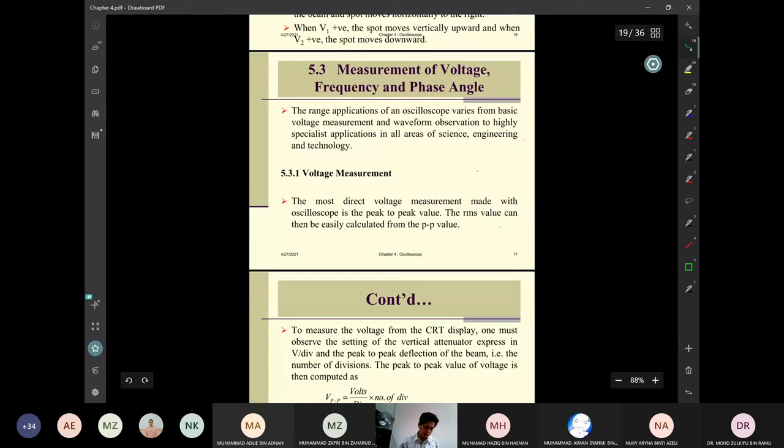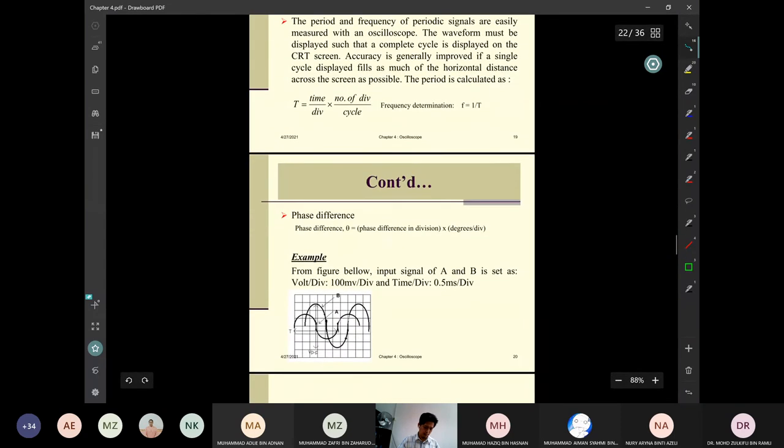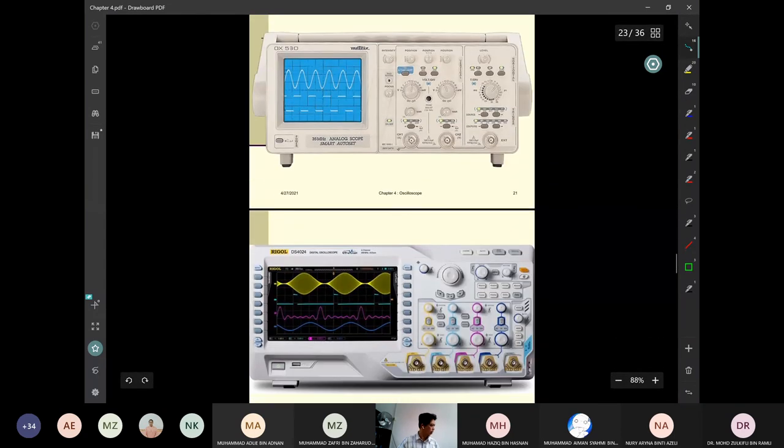Okay, habis konsep. Jadi chapter oscilloscope ni kita lebih kepada nak buat measurement menggunakan oscilloscope. Yang saya geram ni, saya punya oscilloscope ni tak boleh nak tunjuk pula.